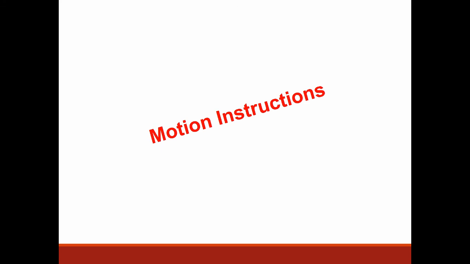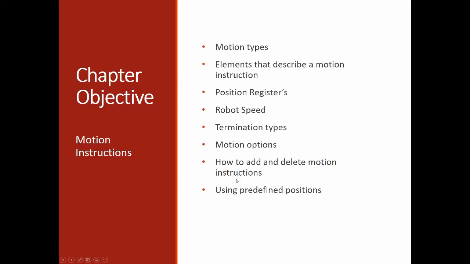Right, in this chapter, we're going to talk about motion instructions and the different types of motion instructions that we can do with the robot. So we'll be looking at different motion types, elements of motion instructions, position registers, and how robot speed can affect our motion types, termination types, different motion options, how to add and delete motion instructions within the program, and using predefined positions, again tying to the position register.